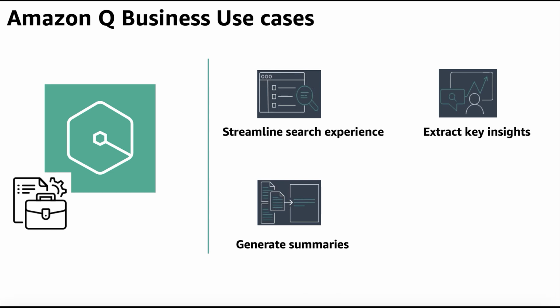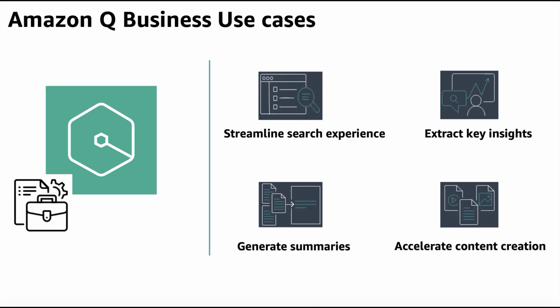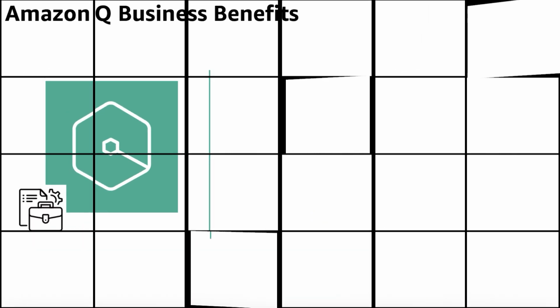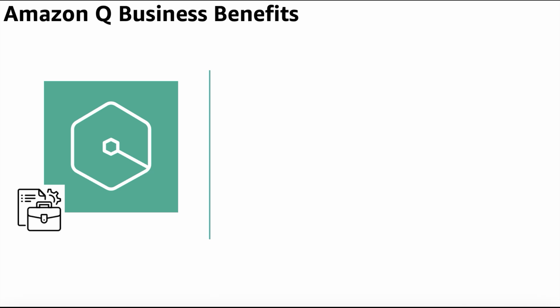It quickly understands the essence of documents by creating summaries of uploaded files or existing enterprise documents. Finally, it accelerates the content creation process. It empowers employees to create content faster and smarter across departments from marketing to sales to engineering. Let us learn about some of the benefits of Amazon Q Business.